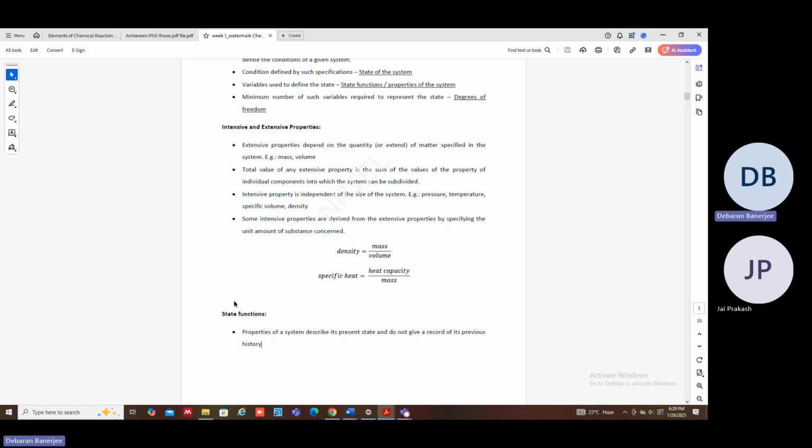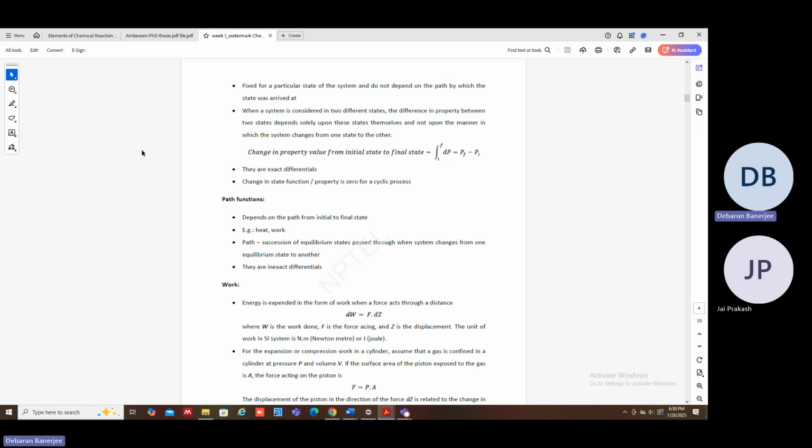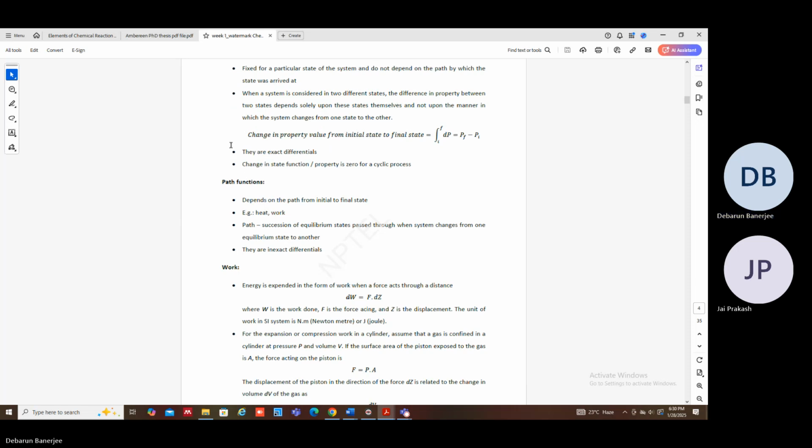Like this, there are other functions as well, like state function. These are properties of a system which describe its present state and do not give a record of its previous history. So it's basically fixed for a particular state of the system and it is not dependent on the path by which the state was arrived at. So if we have a cyclic process, the change in the state function is zero. If we consider a system in two different states, A and B, the difference in properties between the two states depends solely upon these states and not upon the manner in which the system changes from one state to another.